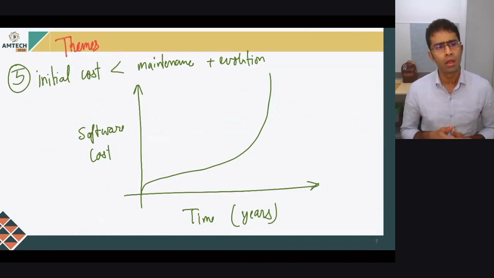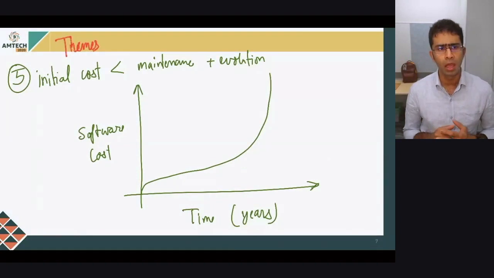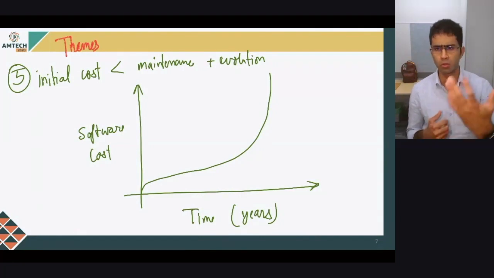The fifth one is the initial cost. The software cost follows a pattern like this. Initially it starts at 0 and then goes up, and over a period of time, it follows a curve like this. The key idea here is that the initial cost is usually much lower than the cost for maintenance, evolution, and enhancements.